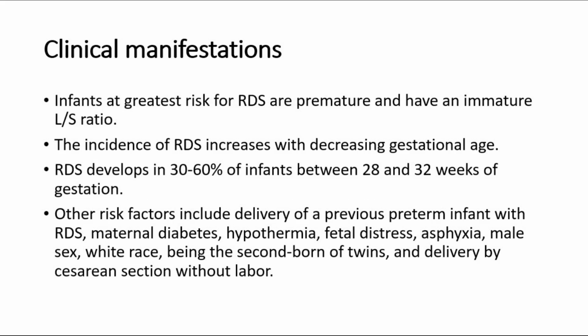Infants at greatest risk for IRDS are premature and have an immature LS ratio. The incidence of IRDS increases with decreasing gestational age. IRDS develops in 30 to 60% of infants between 28 and 32 weeks of gestation. Other risk factors include delivery of a previous preterm infant with IRDS, maternal diabetes, hypothermia, fetal distress, asphyxia, male sex, white race, being the second born of twins, and delivery by cesarean section without labor.